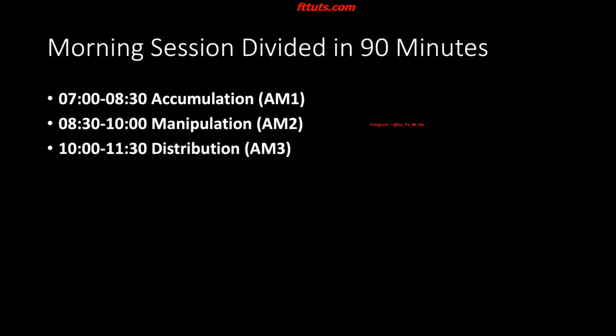The third cycle is 10 to 11:30. This is the distribution cycle. This cycle is referred to as AM3. So what we have is accumulation, manipulation, distribution. 7 to 11:30 AM is my AM session. That's how I look at the AM session. And we will now take a look at this AM session through the lens of these 90 minutes.